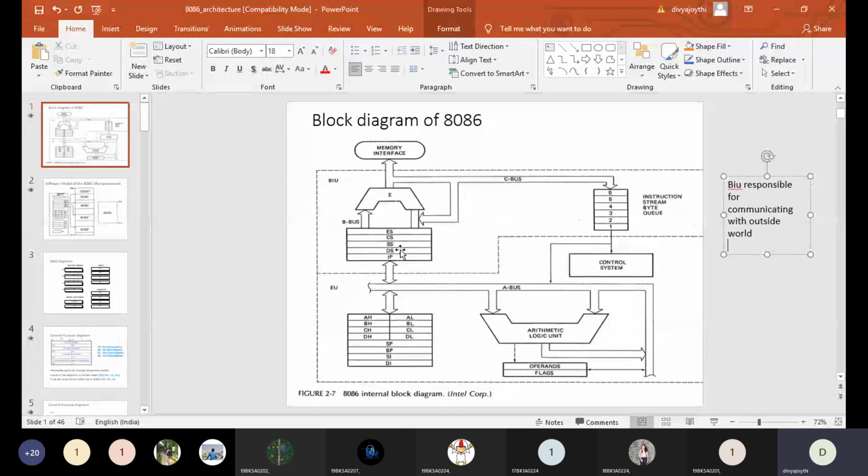So in a similar way, when segmentation is done, the execution time of the instruction will be less. Execution time will be less means the processor is performing the operation in a faster mode. So in order to increase the performance of the microprocessor, the 1 MB memory of 8086 is being divided into 4 segments.